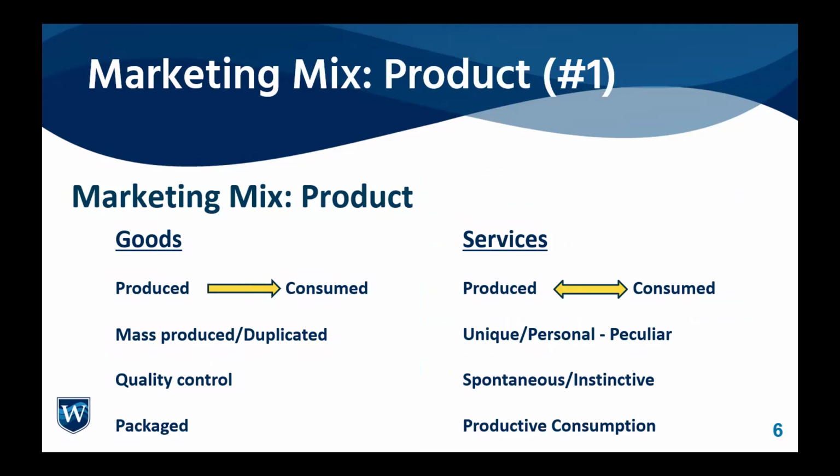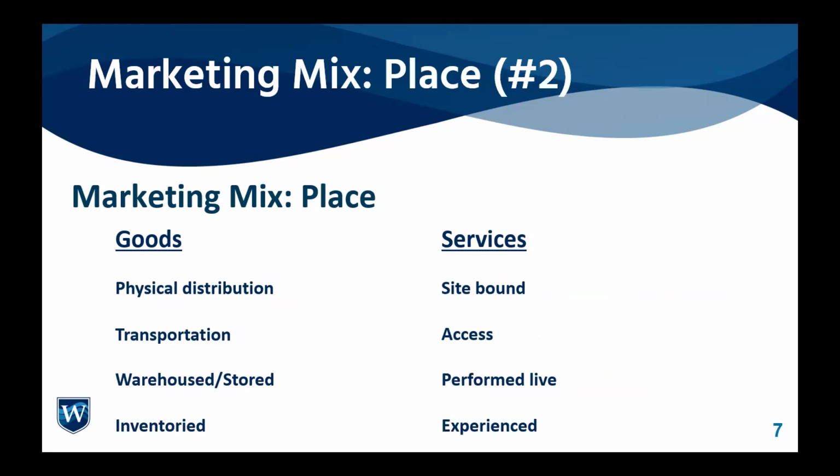So product is number 1. The next element in the marketing mix is place. And notice I have these in order. We have to have our product first. The question is, what are we selling? Once we decide that, the question is, where are we going to be selling it? How will customers get to our location in order to buy it from us? So place is dependent upon the product.